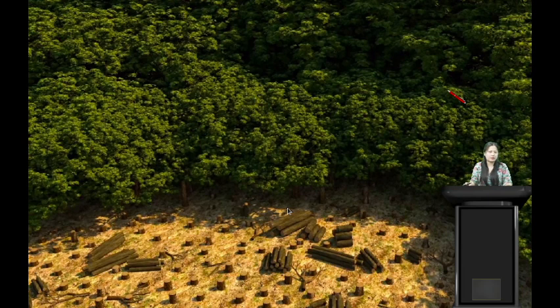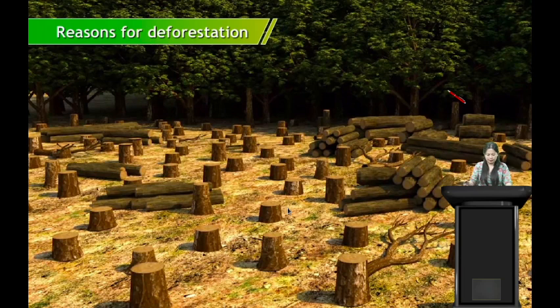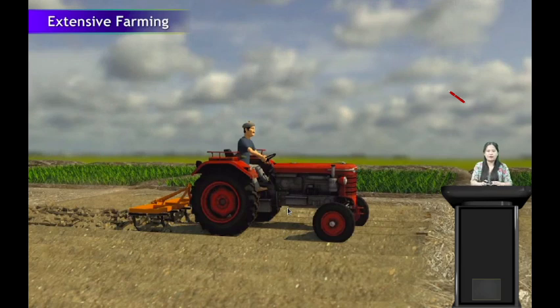So what are the reasons for deforestation? Let us see. The first point is extensive farming. Extensive farming is farming where large farms are set up for cultivation. Now, when large farms are set up, we cut down trees or clear area in the forest for farming purposes. So when we clear a large area of forest, it will lead to deforestation. So the first point is extensive farming, a cause of deforestation.